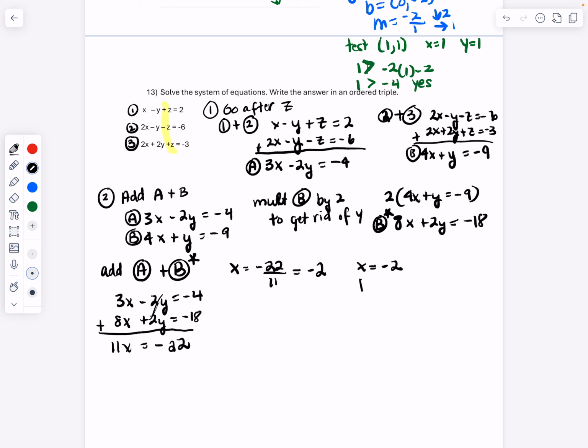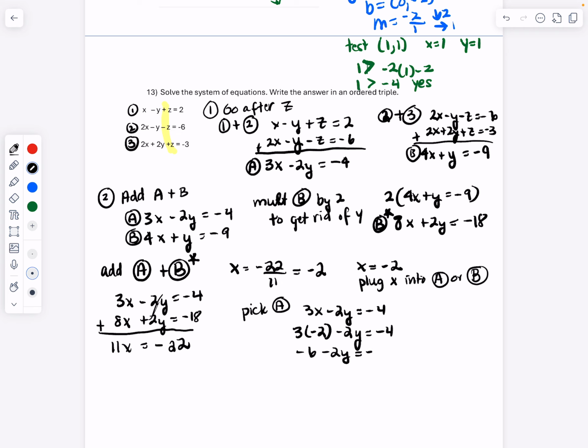Now I'm going to go ahead and plug x into line A or B. Okay, I'm just going to pick A. Okay, so A was 3x minus 2y equals negative 4. Now I know x equals negative 2, so 3 times negative 2, minus 2 times y equals negative 4. So negative 6 minus 2y equals negative 4. If I bring the 6 over, I get negative 2y equals positive 2. Y therefore equals 2 over negative 2, which is negative 1.